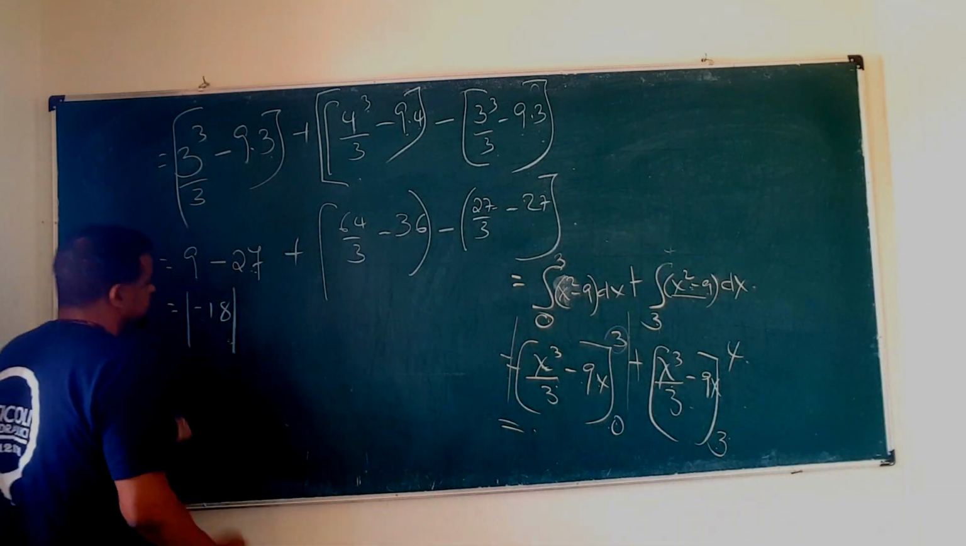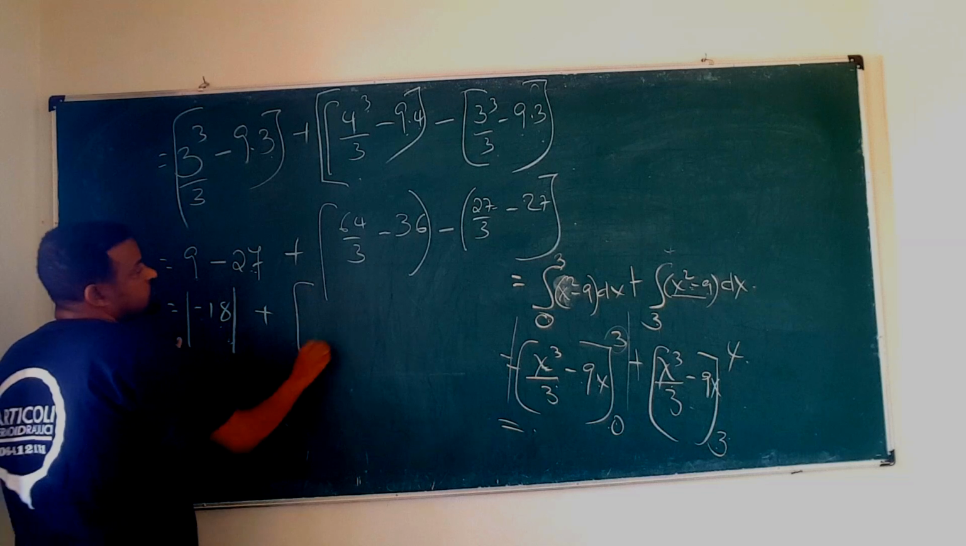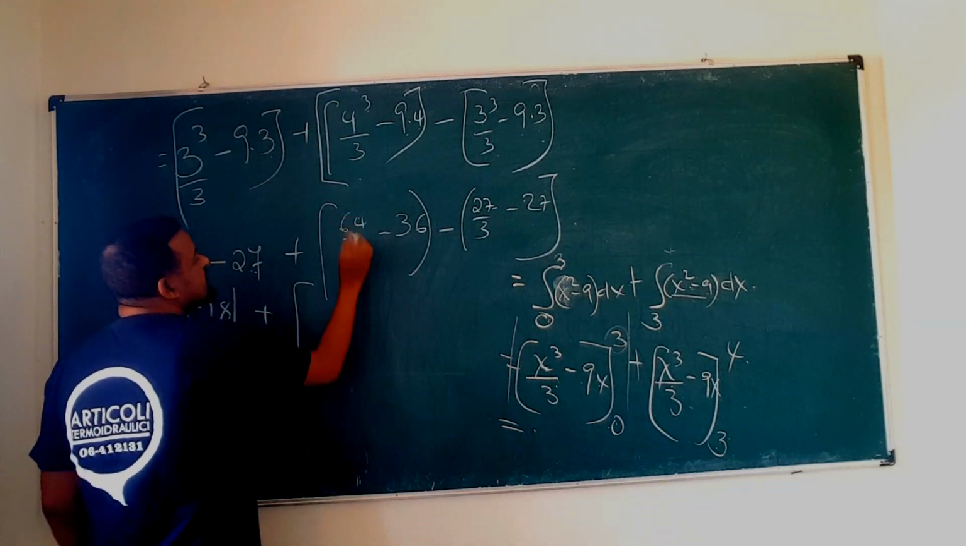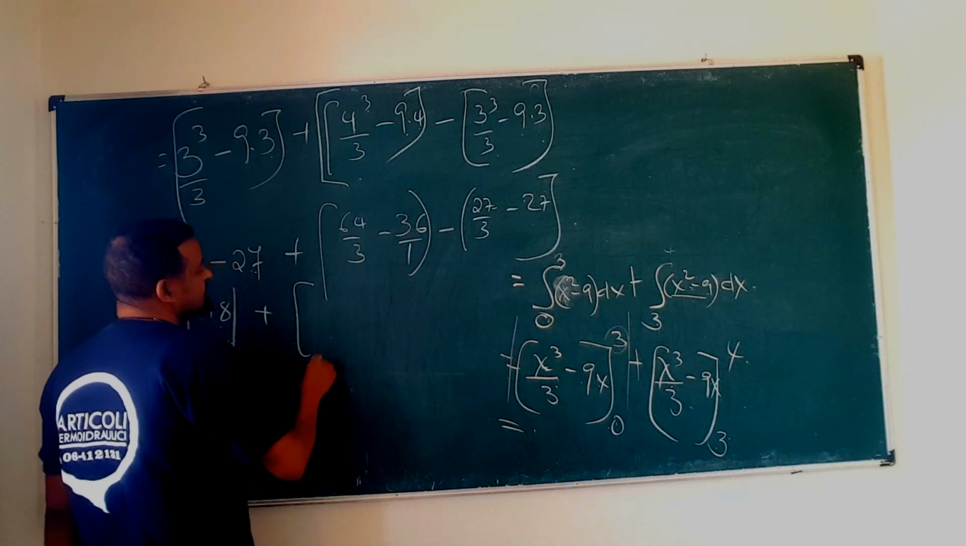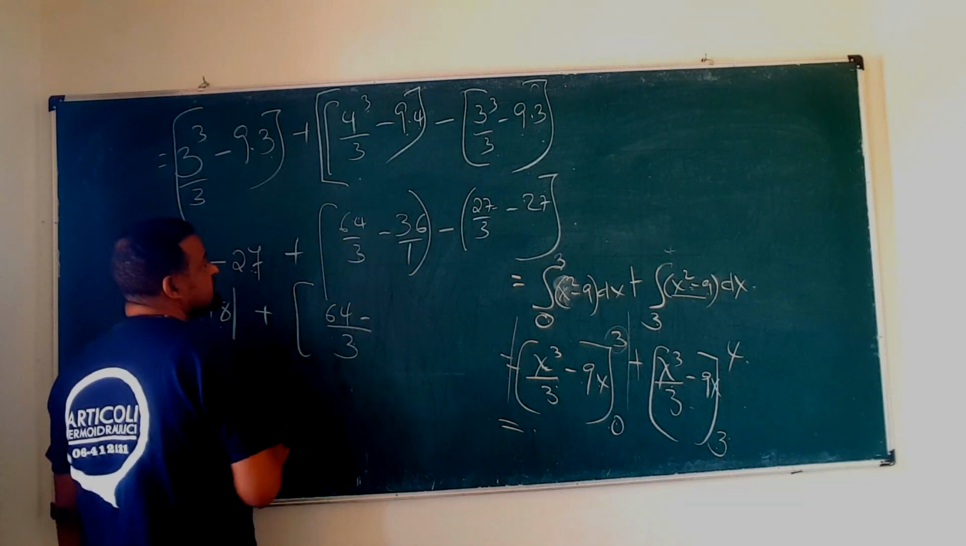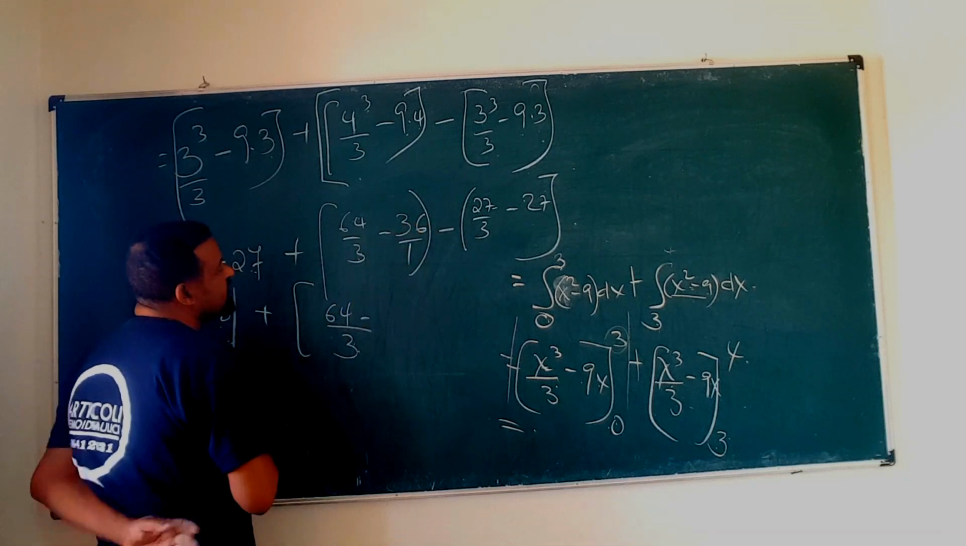Area 1, okay. Plus, let's do this one. Positive because it is above the x-axis. 64 over 3. This, let's subtract this one. 3. 64 minus 3 times 6 is what?